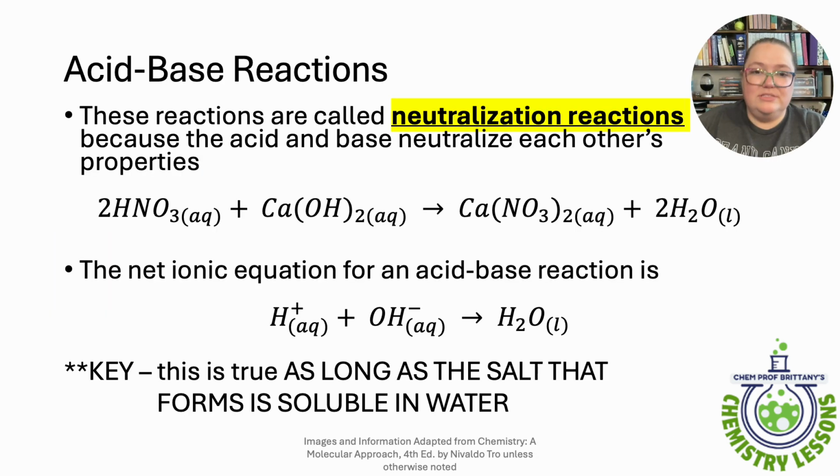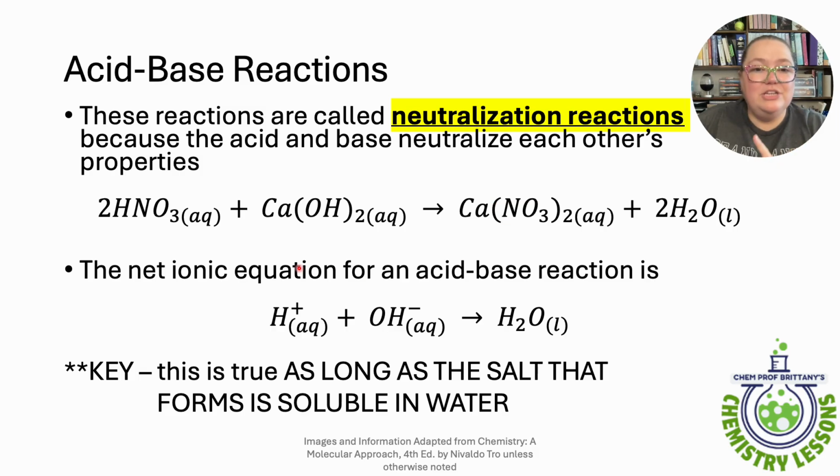Now, these reactions, like I said, are called neutralization reactions because the acid and base neutralize each other's properties. Here's an example of this. This is nitric acid and calcium hydroxide. What happens is we get our water from our H and our OH, and then our calcium and our nitrate react with each other to give us aqueous calcium nitrate.